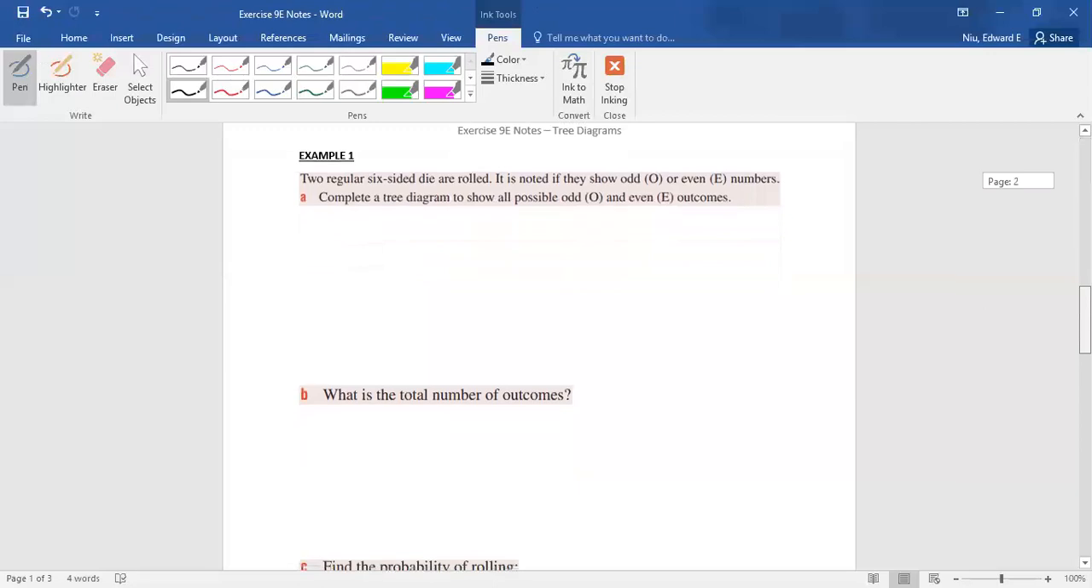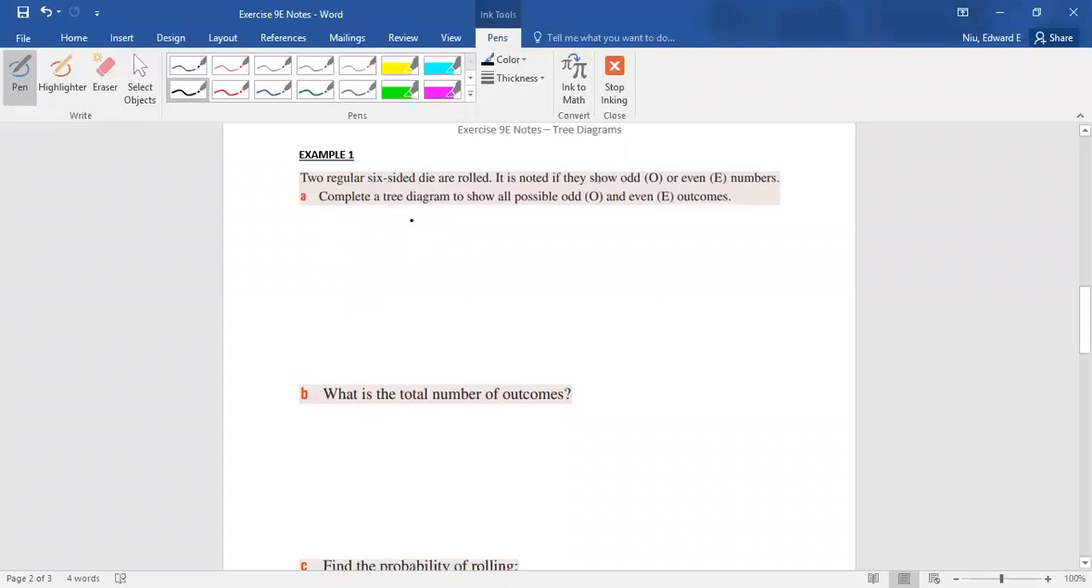So example 1, we take a look at regular 6-sided dice, which are rolled twice, so one rolled after the other. So even though it says we have 2 here, we don't roll it at the same time, we're rolling one after the other. We're asked to show the odds of getting an odd number or an even number. So they're not asking for all the possible outcomes on the dice, they're just asking for whether or not you'll get an odd number or an even number. So our tree diagram is going to look like this.